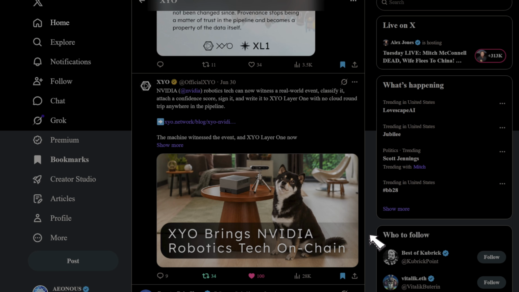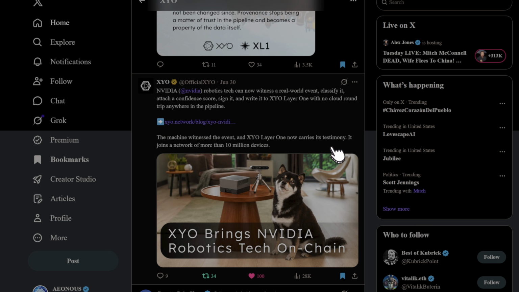I think this is going to be very important. Obviously, NVIDIA is a very big player within the technology space and within the world. What we can see here is talking about these robotics machines witnessing events. XYO Layer 1 carries the testimony for this. It carries the information, the data itself.